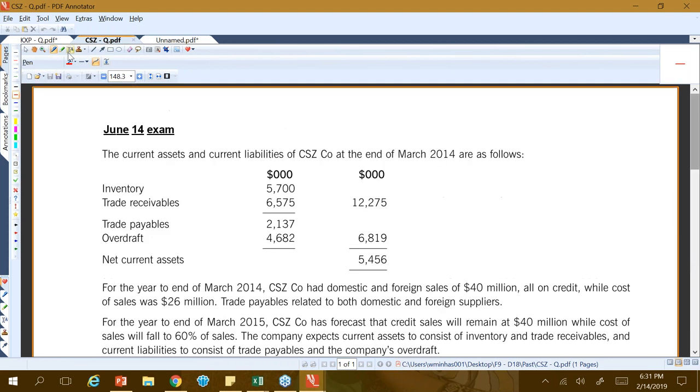So let's go into the question. The current assets and the current liabilities of CSC at the end of March 14 are as follows. Here are the current assets, here are the current liabilities. Inventory will be used for inventory days, receivables will be used for receivable days, and the payables will be used for the payable days.